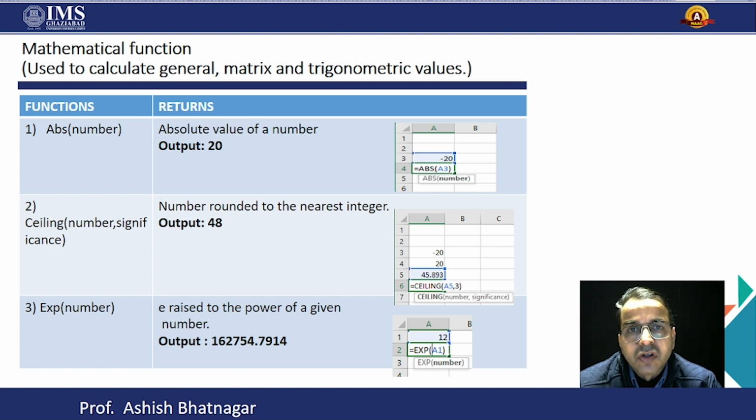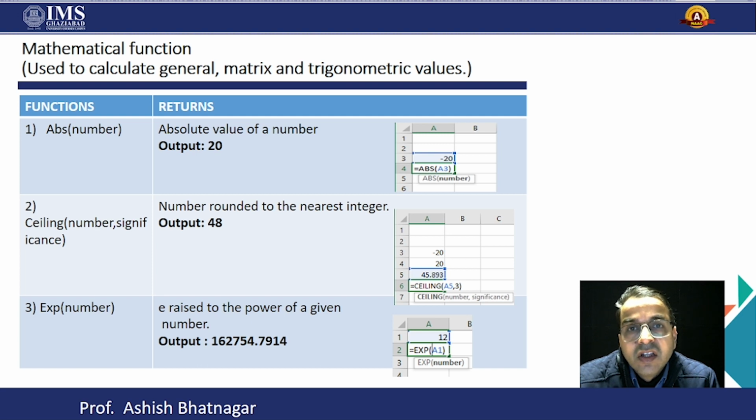ABS means absolute. Suppose we have a numeric value in a cell, let's say in the given example, in cell A3 I have the value minus 20, and I apply the formula ABS. ABS means absolute. There is one parameter, which takes the argument number. Number is the argument which goes inside the ABS function, and I am passing the cell address A3. So it will return the output 20. That means this will convert the negative value to positive. So that's the meaning of the ABS function. I think this is okay.